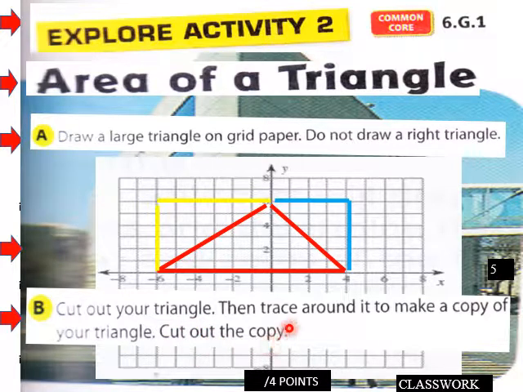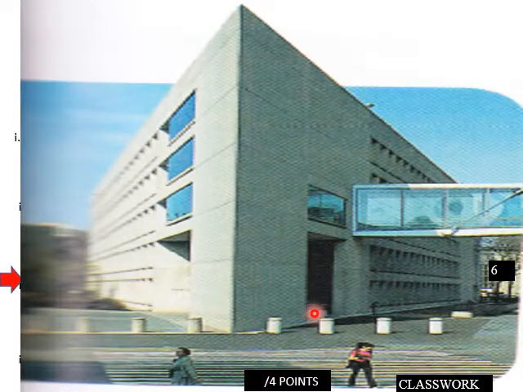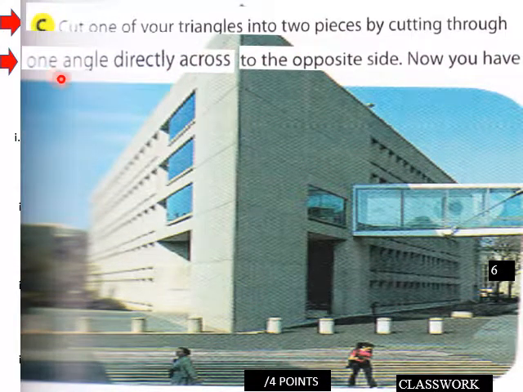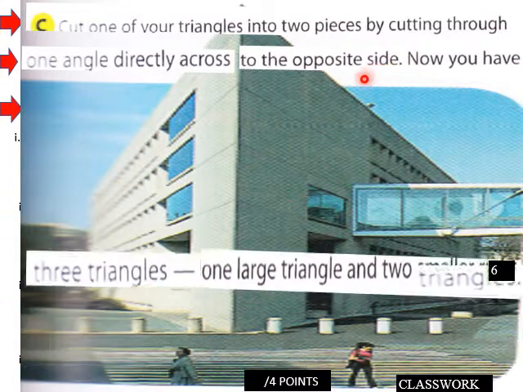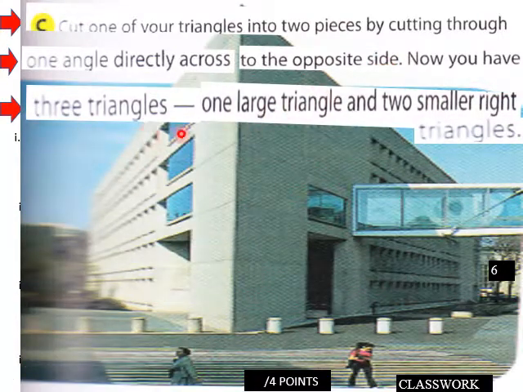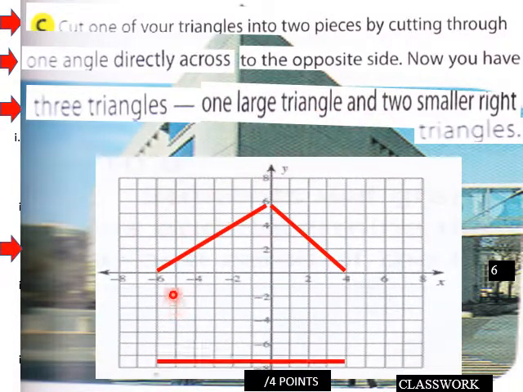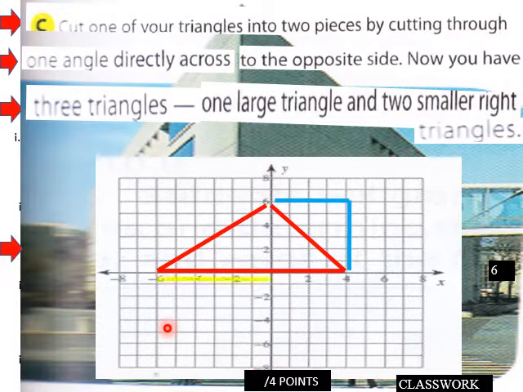Cut out the copy. Maybe this is kind of like a construction teacher, so go ahead and let your students do that. Cut out one of your triangles into two pieces by cutting through one angle directly across to the opposite side. Now you have three triangles: one large triangle and two smaller right triangles. So how did that happen again?